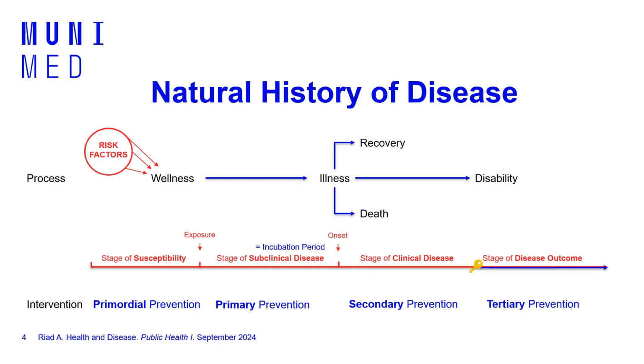Then if the patient already has a disease and the disease is clinically present, at this time you can only apply the clinical treatments and tertiary prevention in order to decrease the bad consequences of illness. In the second week, or in the second seminar, we will go through these levels of prevention in more detail. Just for now, or for today, try to remember these 4 levels of prevention and the 4 stages of disease development: a stage of susceptibility, a stage of subclinical disease, a stage of clinical disease, and a stage of clinical disease outcome.